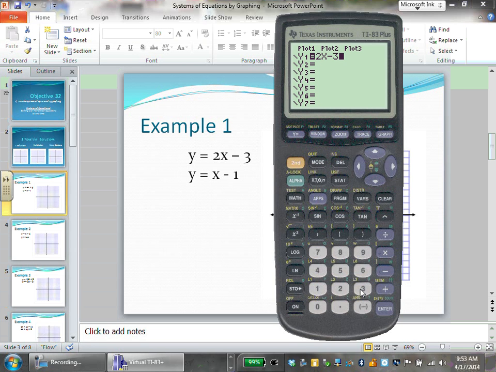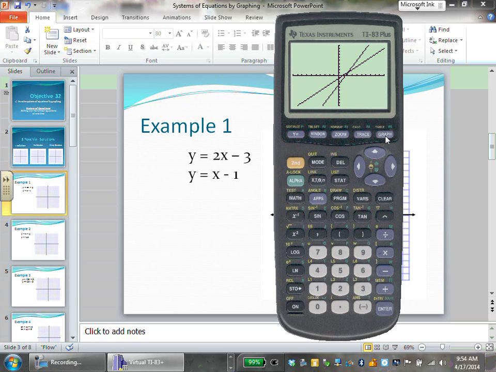We read it as a minus, so you got to put the minus sign. Okay? And then on the bottom, we're going to put in x minus 1. Any questions on that? Okay, now we're going to hit graph. And you should see your first line, and you should see your second line. Whoa! No, I'm not done.